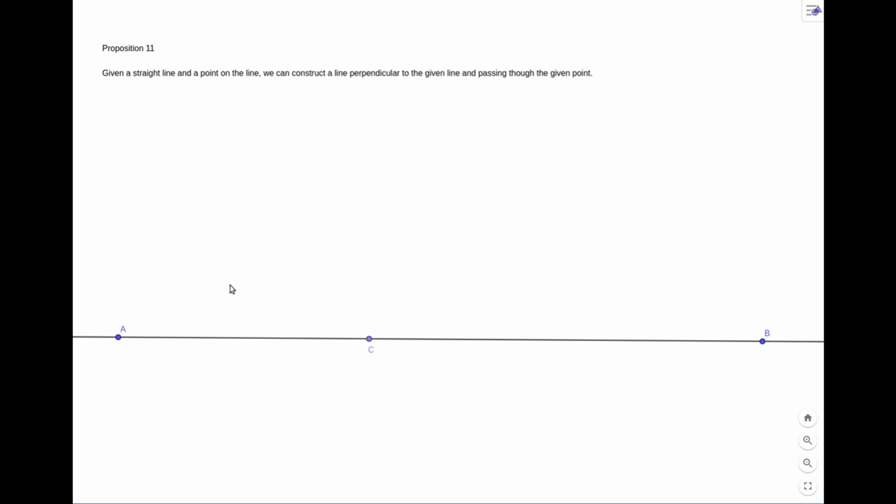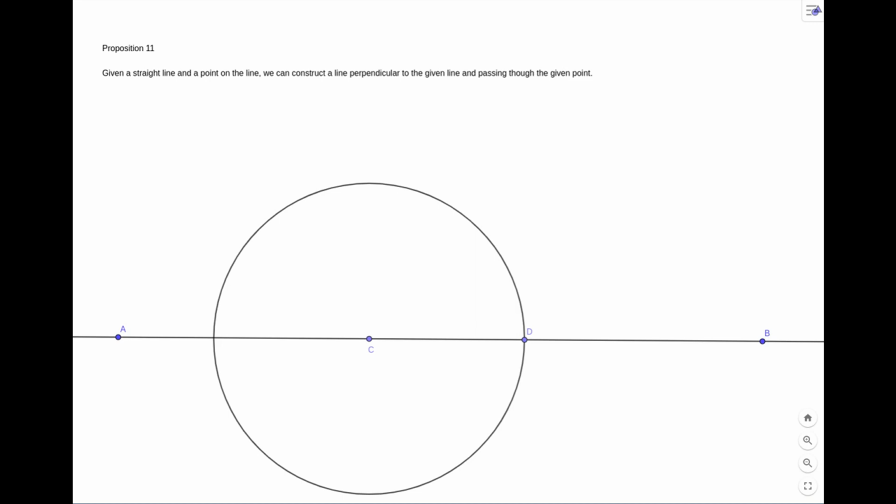What we do to begin is to choose any other point D which is on the line AB. If we choose our point D, now by one of our postulates we can draw a circle centered at C and passing through our point D. Now that circle gives us a point of intersection with our line AB at our point E. Now because E and D are on the circle centered at C, it means that our line segment EC is going to be congruent to our line segment CD.